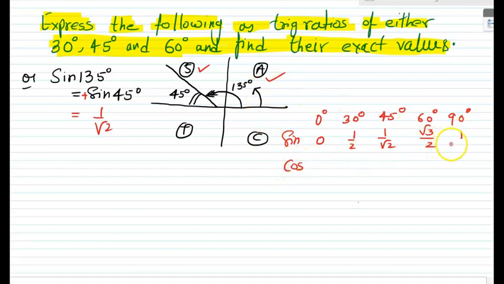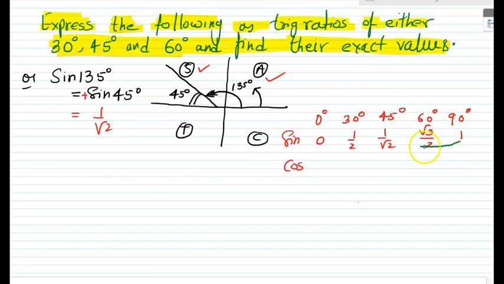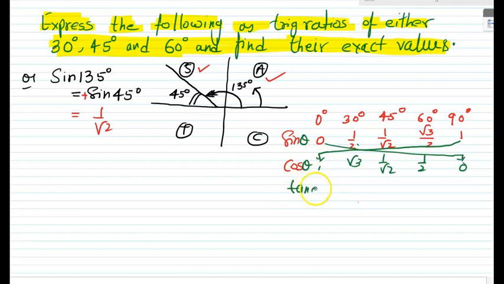When you are going for cos, this 1 is coming here, and this 0 is going there. Root 3 by 2 is coming here, 1 by 2 is going there, and it is 1 by root 2. That is the sine theta values and cos theta values. For tan theta, tan 0 is 0, tan 30 is 1 by root 3, tan 45 is 1, tan 60 is root 3, and tan 90 is infinite. So these are the values which we have done in GCSE.